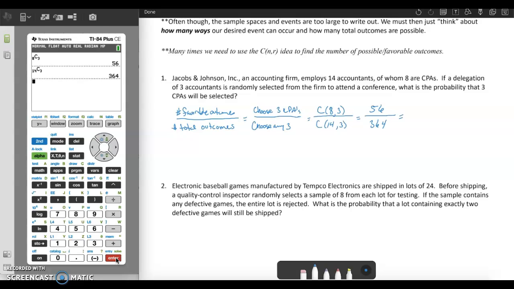If you reduce that as a fraction, you will get 2 out of 13. And if you want to, you can go ahead and divide that out if you want to look at it as a percentage perhaps. It's about 15%. So there's about a 15% probability, out of these 14 accountants, to happen to pick all 3 who are CPAs. Pay attention to your online homework and your online quiz and test questions for exactly how they want you to give your answer as a fraction, as a decimal, or as a percentage, and how they would like you to round it.